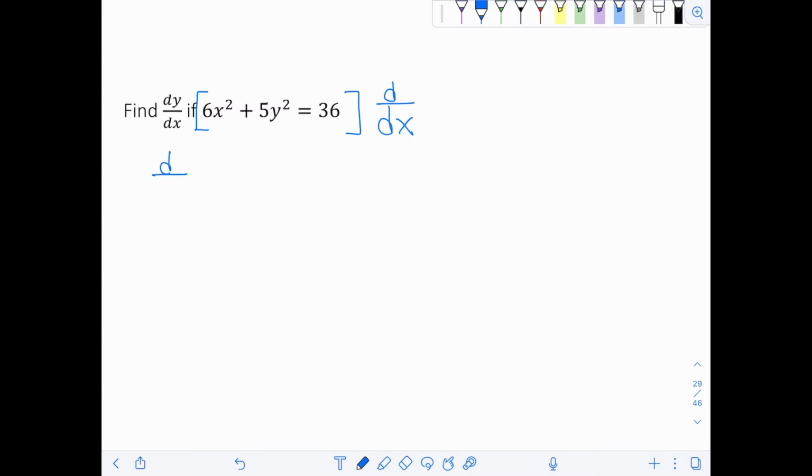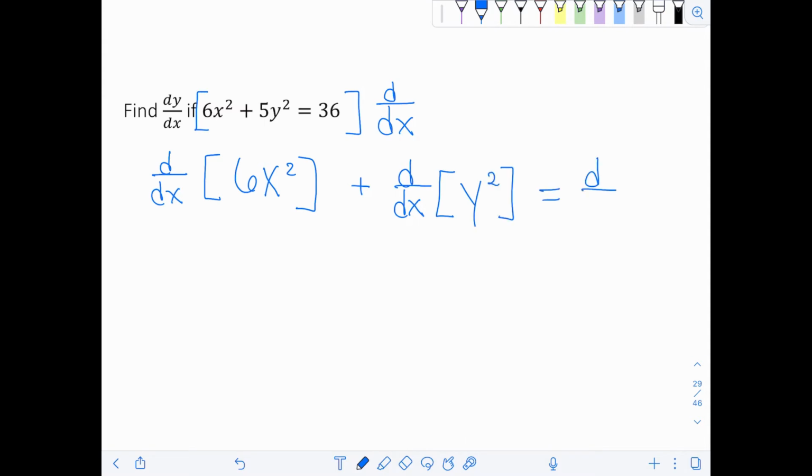And so you could write that in parts if you wanted to. So we need the derivative with respect to x of 6x squared. We're also going to need to take the derivative with respect to x of y squared equals, and we want to take the derivative with respect to x of 36. So you don't have to write it out this way, but basically you take the derivative of each part. And we can take those derivatives separately.